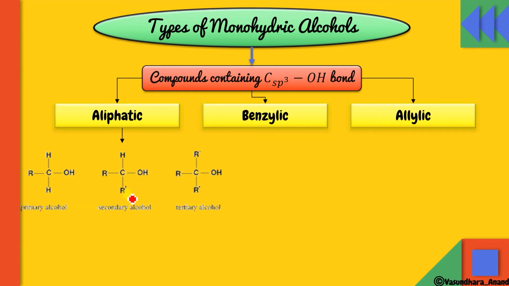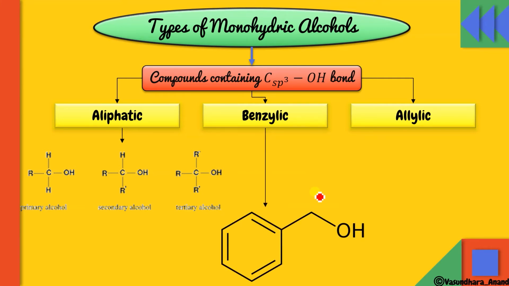I hope all this is clear. If the carbon with which the OH group is attached is further attached to only 1 carbon, then primary. If 2 carbons, then secondary, and if 3 carbons, then it will be tertiary. Benzylic means there should be a benzene ring. That sp3 hybridized carbon with OH should be attached to a benzene ring. That means the carbon with which OH is attached should further attach to a benzene ring. Then it is called benzylic. That can also be primary, secondary, tertiary.